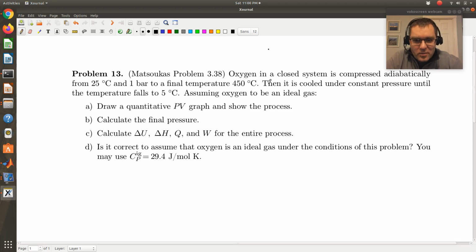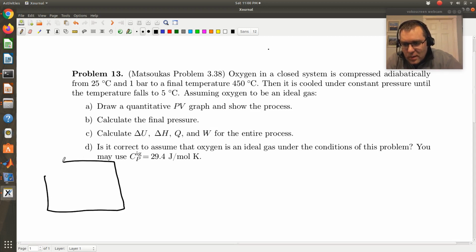And so what I'll start by doing is drawing out our process, since it looks like there's 2 steps involved. And then I'll just solve the problem in its entirety. And then once we have our PV information throughout, along with delta U, delta H, Q, and W for the entire process, we'll go back and talk about what that would look like on a PV phase diagram. So all right, I'm going to draw a picture.